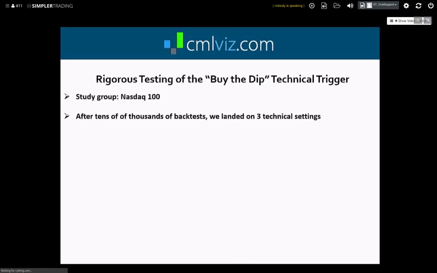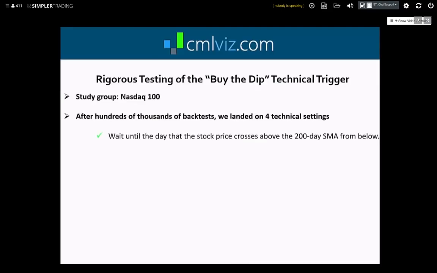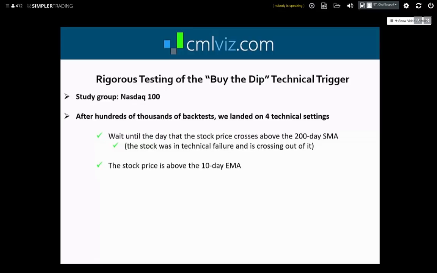And after tens of thousands of backtests, we landed on 3 technical settings for this buy the dip technical trigger. We wait until the day that the stock price crosses above the 200-day moving average from below. That means the stock has been in technical failure up until that point. We want to see the stock price is already above the 10-day exponential moving average, because that indicates to us that some short-term momentum has been confirmed.